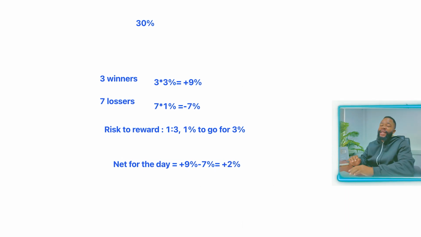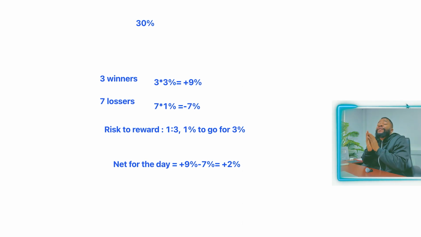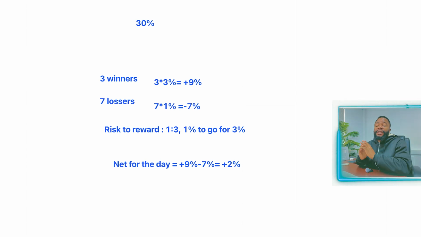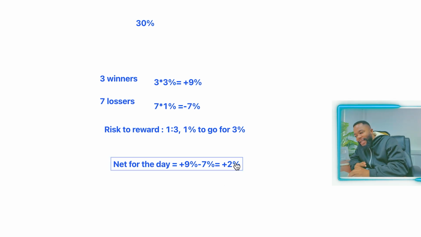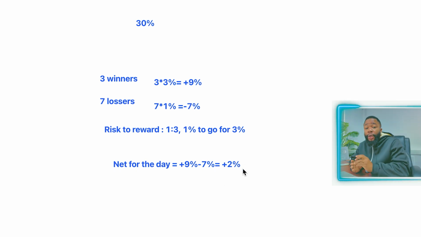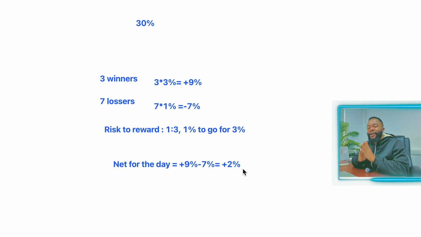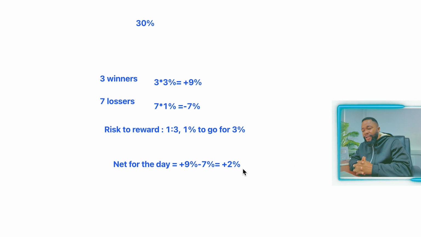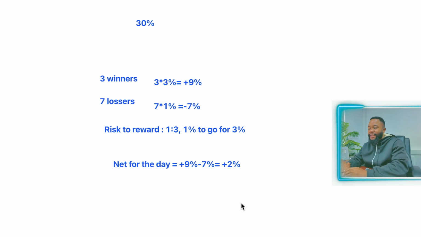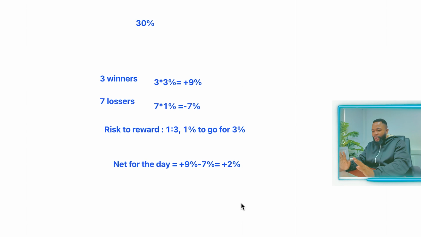Even though you had a win rate of just 30%, out of 10 trades, you had 7 of them that were losers. 7 of those trades were losers, but you still ended the day with plus 2%. Show me someone who can earn even just the month with plus 2% of his account, and I'll show you a multi-forex millionaire. Just plus 2% of his account. If this was $100,000, this is $2,000 you would have made without any stress.